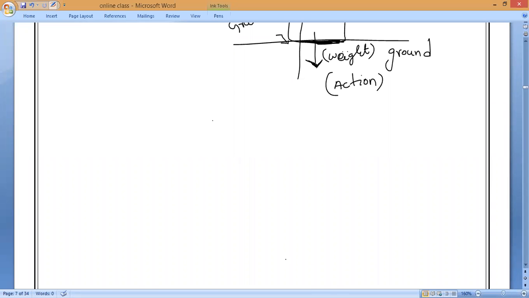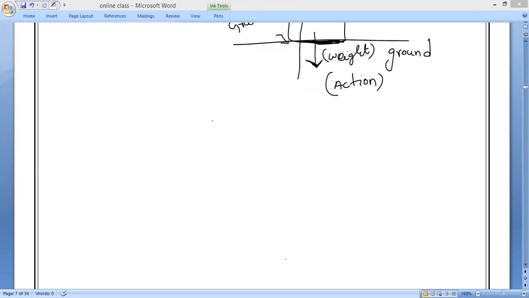What is the next concept? Illustration of Newton's third law of motion, or we can say applications also. Later we will study what the law is. These are applications of Newton's third law of motion, the real life examples.